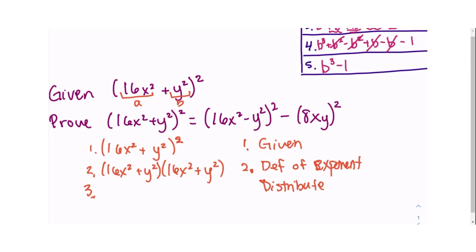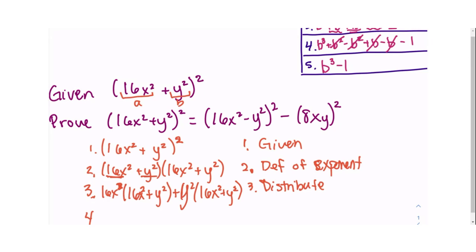So we would have the 16x squared multiplied by the whole thing on the right, and then y squared multiplied by the whole thing on the right. So 16x squared plus y squared, plus y squared multiplied by 16x squared plus y squared. That's distributing. Then you would actually do it.